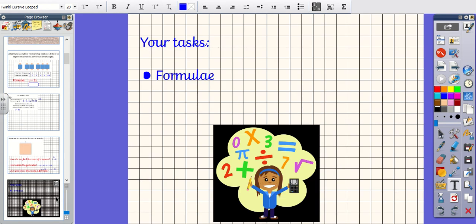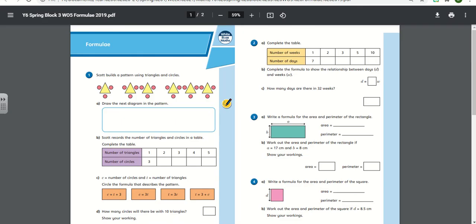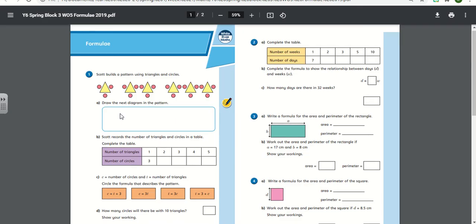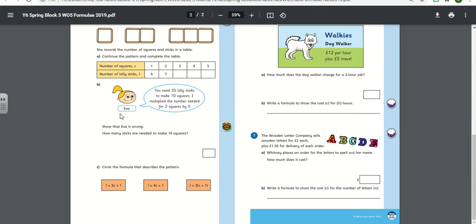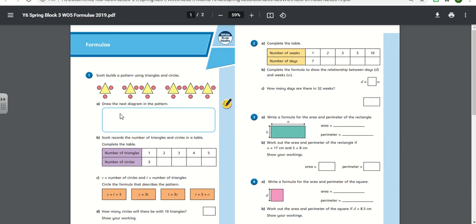Okay then, so your work today is all on formulae, which is here. You've got very similar questions to the ones that we have just been looking at together. So pause this video here now and have a go at those for me, and then unpause the video when you're ready to do problem solving and reasoning.